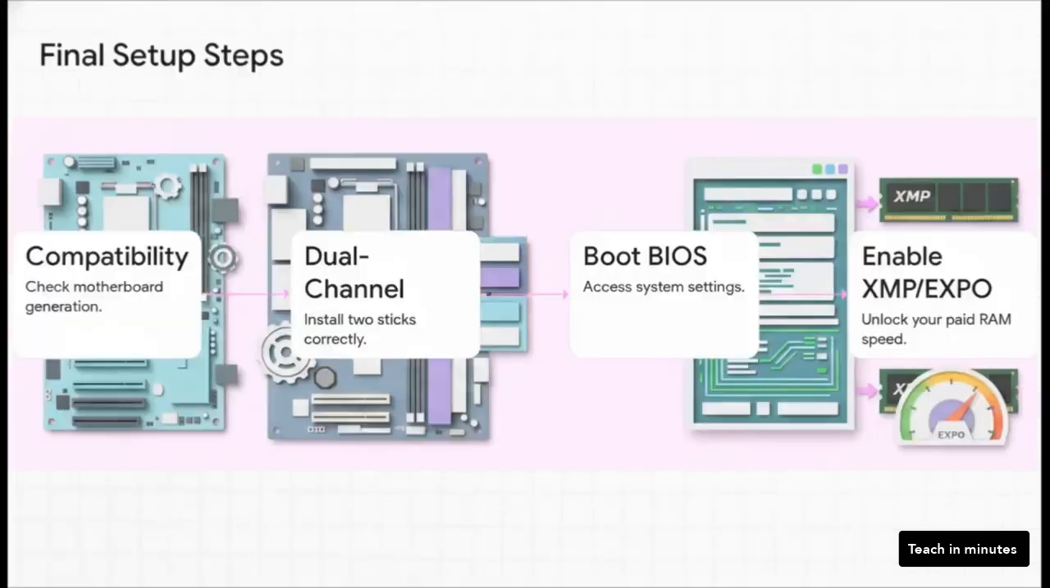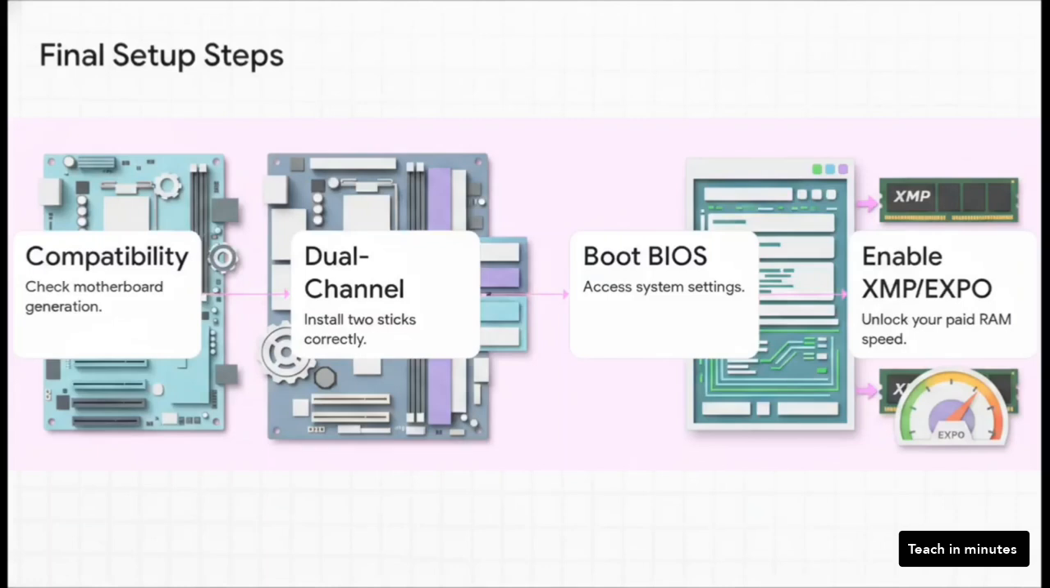To make sure everything runs flawlessly, follow these 4 final steps. First, verify your motherboard compatibility. Next, install your 2 sticks in the correct dual-channel slots, which is usually slots 2 and 4. Then, boot your computer into the BIOS. And finally, enable XMP if you're on an Intel platform, or EXPO if you're on AMD.